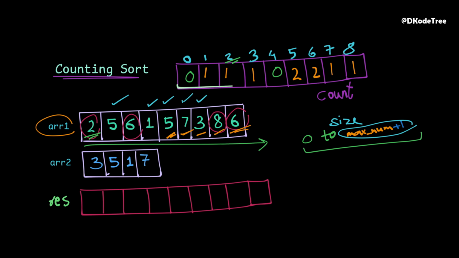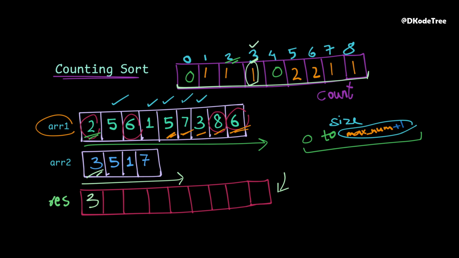Once we have the frequency counts, then we scan the second array and accordingly fill our result array. So in the second array, the first element we have is 3. So we'll go and check in our count array what is the count of the element at index 3. So we can see that there is only one 3 from this count. So we'll add 3 once to the result.